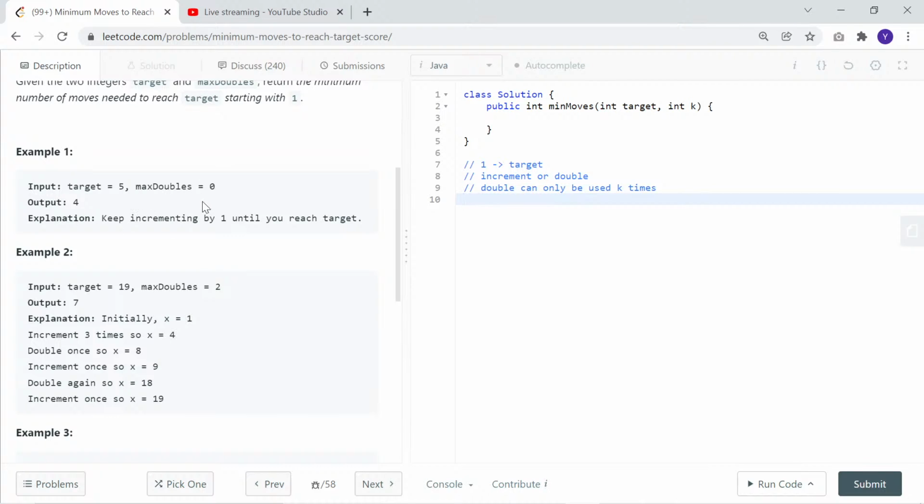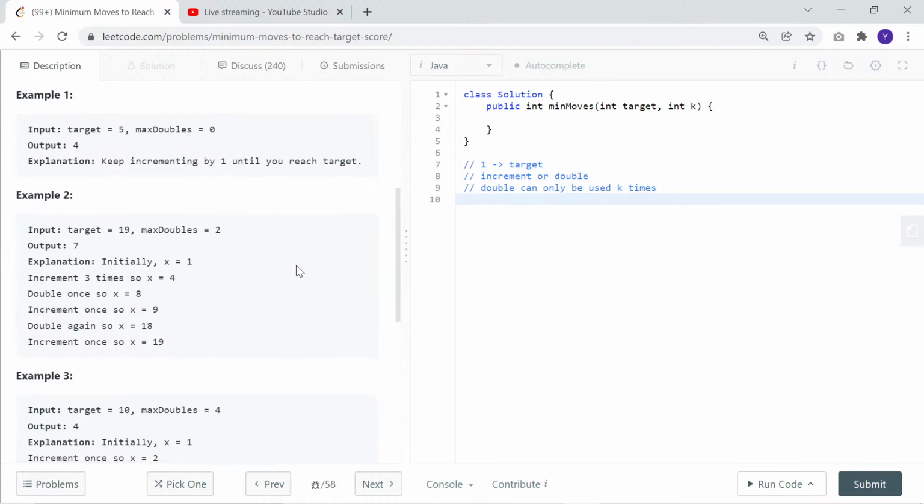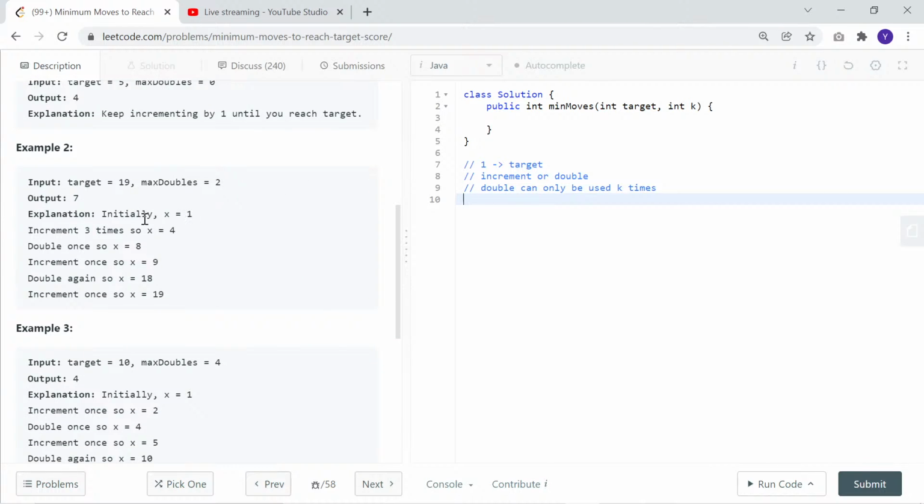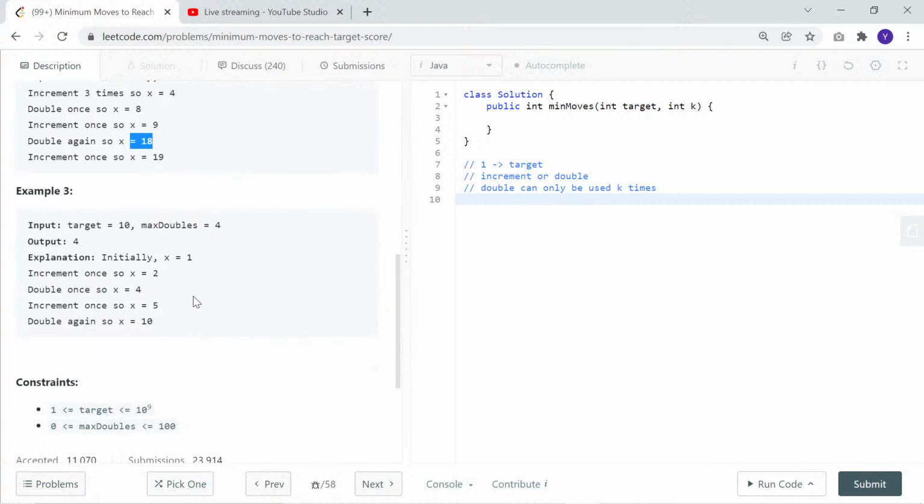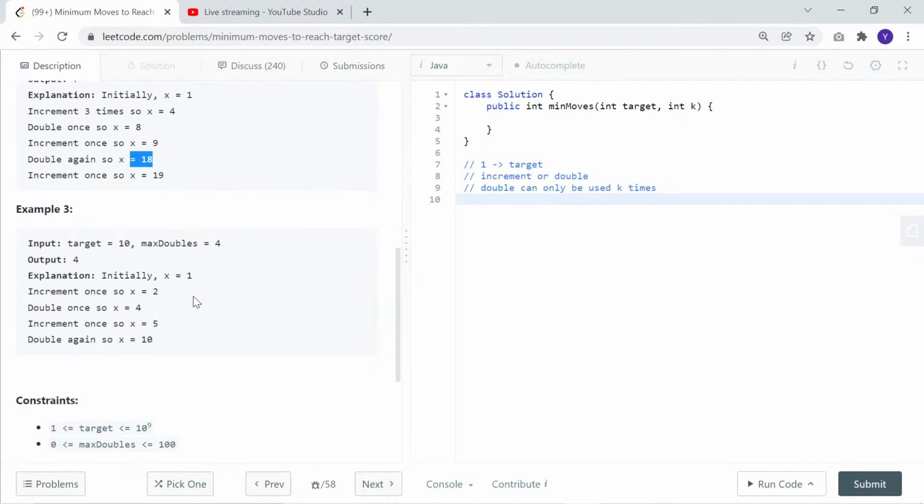For example, target 5, max double is 0, so we can only increment because we cannot double. So it will be 4. And example 2, 19 and max double is 2. So we increment 3 times to 4, then double once to 8, then increment once again to 9, and double again to 18, then increment another time, so to 19.